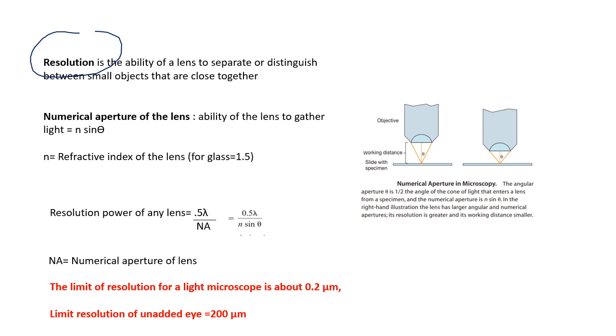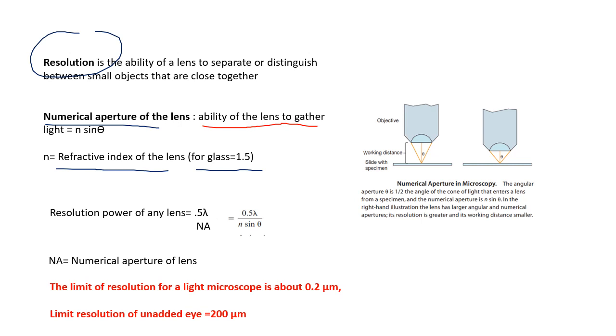What next is important is the refractive index of the lens. It can be the lens of our eye or the lens of any microscope. Generally the refractive index of a glass lens is 1.5. And one term is there, numerical aperture of the lens. Numerical aperture means the ability of the lens to gather light.